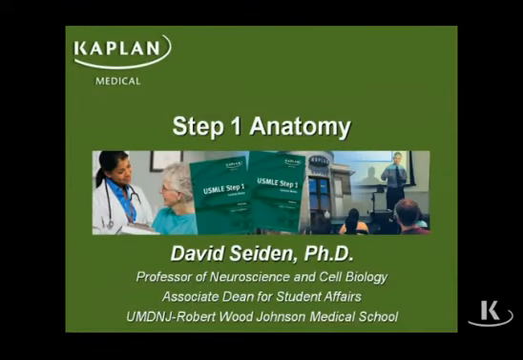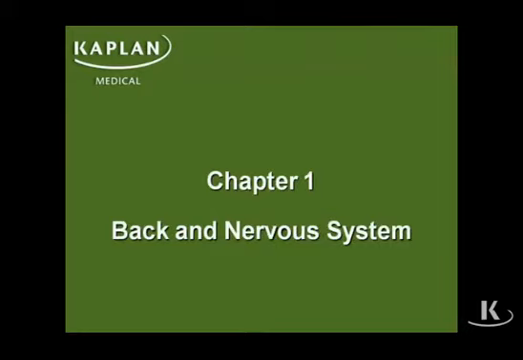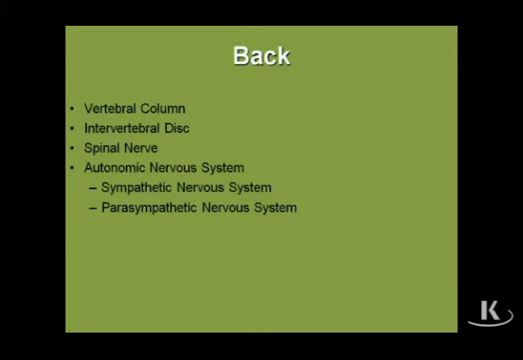We'll now proceed with our discussion of gross anatomy of the adult, and we will start off with a discussion of the back and nervous system. What we will cover first is the vertebral column, and then we'll take a look at the intervertebral discs and some issues related to them. We'll look at the spinal nerve, and then we're going to spend a fair amount of time talking about the autonomic nervous system.